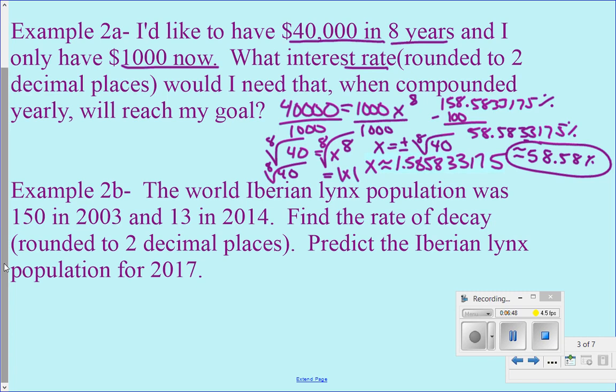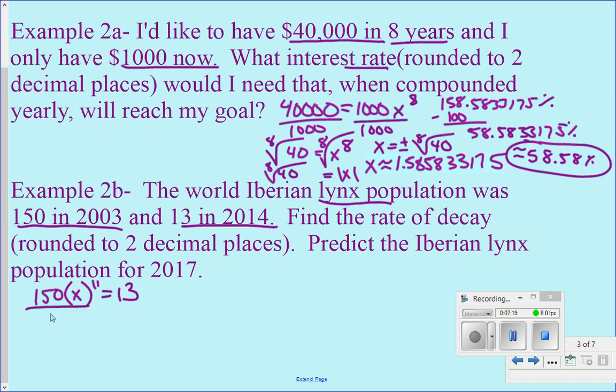Okay. Next, we're talking about the lynx population. There were 150 lynx in 2003 and only 13 in 2014. We're going to find the rate of decay and round it to 2 decimal places. This is similar to the last one. We start with the initial amount, 150, multiply that by x, which we don't know, raised to the time, which is 11 years, and that is equal to the amount after 11 years, which is 13.